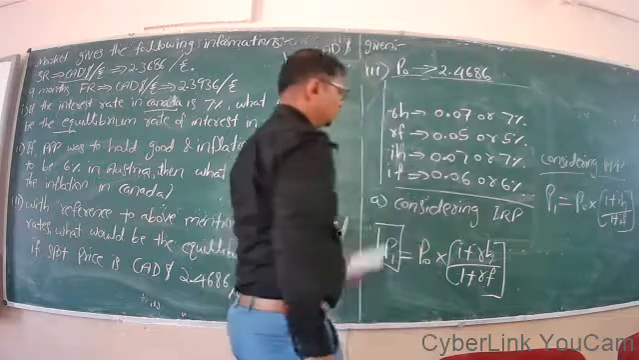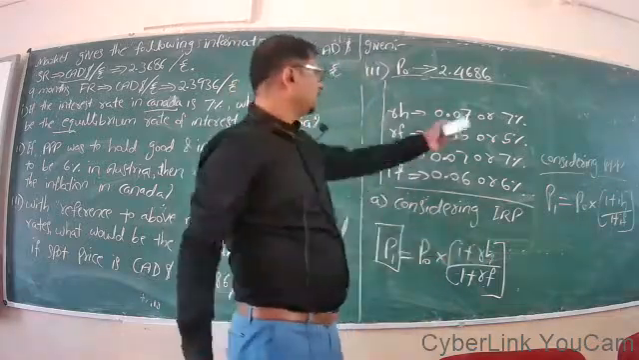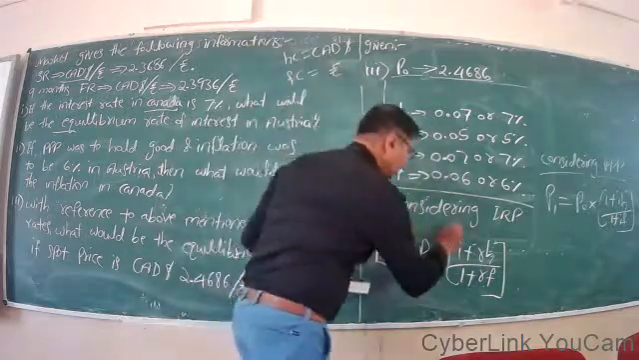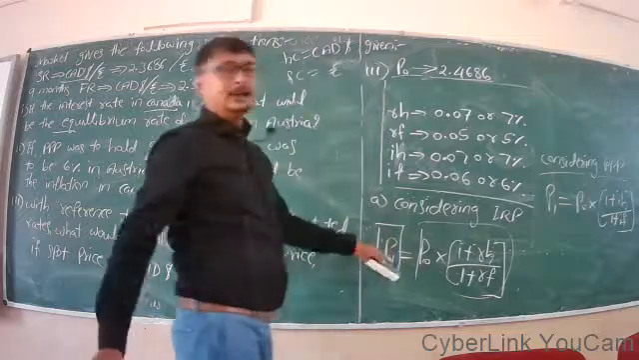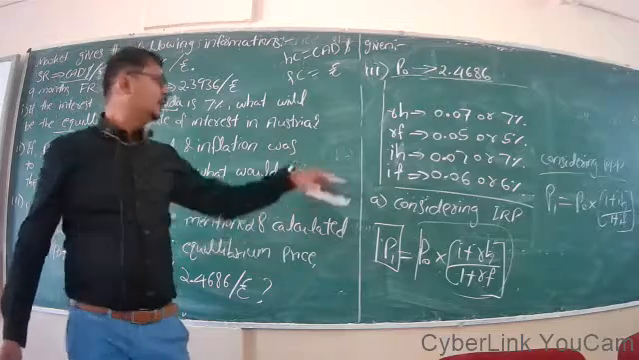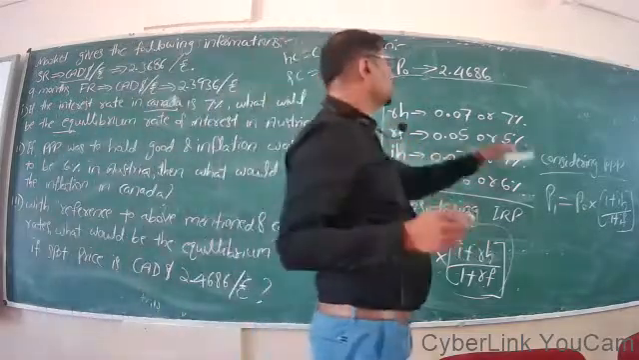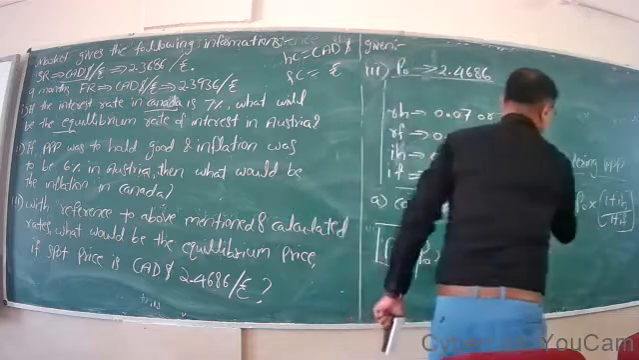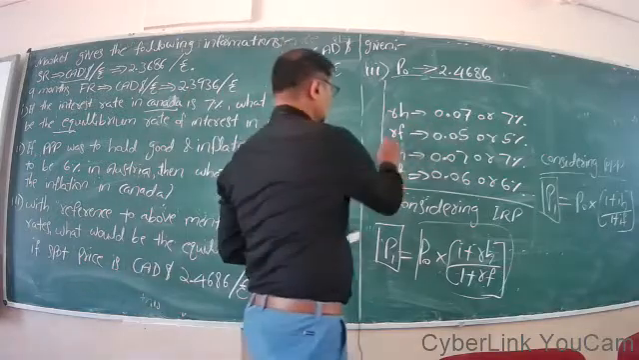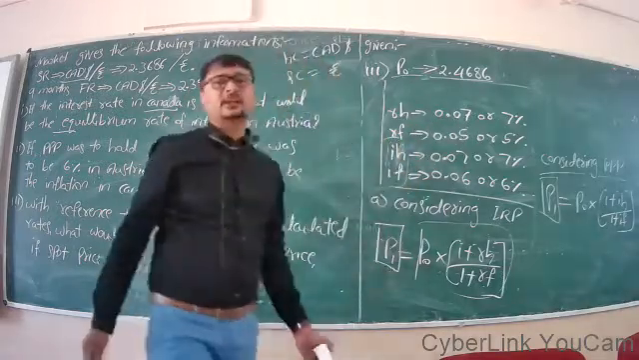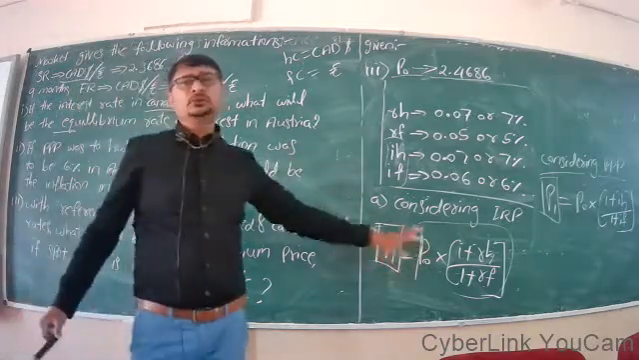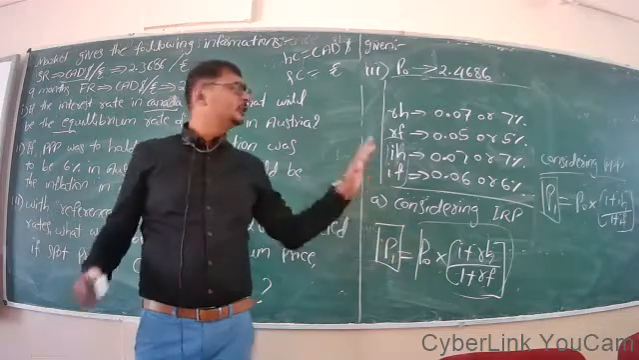P0 is given as 2.4686. Rate of interest in home country is 7%. Rate of interest in foreign country is 5%. You assign all the values here and you will get the new exchange rate under interest rate parity theory. Now, considering PPP, P0 multiplied by 1 plus IH divided by 1 plus IF. That we have also calculated. So please assign all the values into this formula and you will get the new rate.